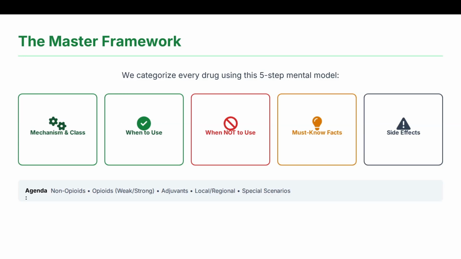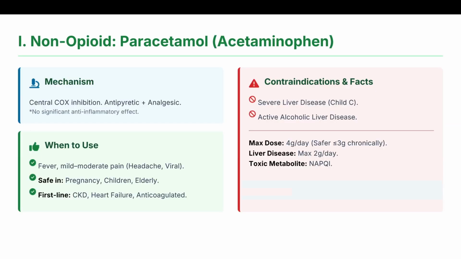The agenda is non-opioids, which consist of NSAIDs and paracetamol. Opioids, we categorize into weak and strong. Then other adjuvants like neurological analgesics like pregabalin, gabapentin, and local and regional analgesics, and special scenarios. We'll get started with non-opioids.